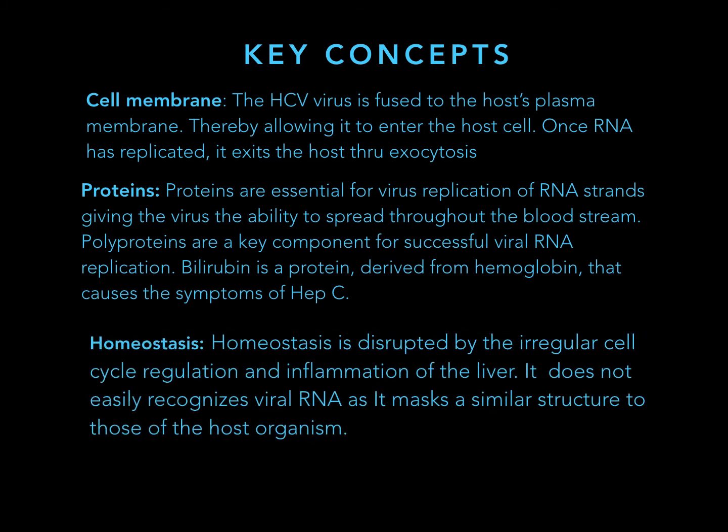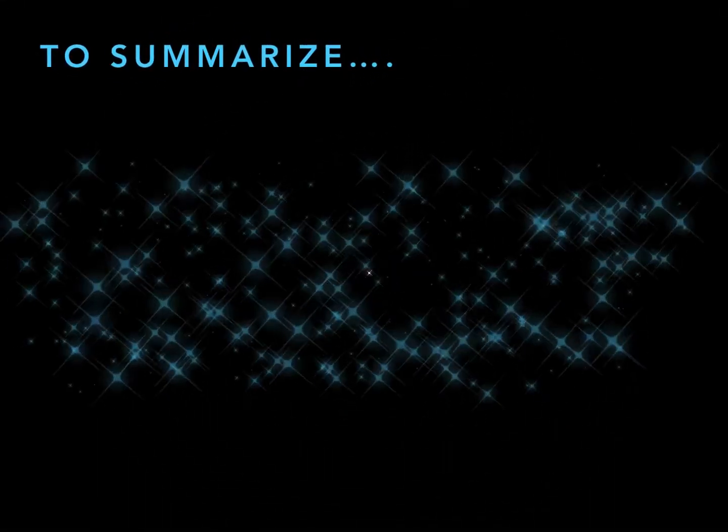Bilirubin is a protein derived from hemoglobin that causes the symptoms of Hep C. Homeostasis is disrupted by the irregular cell cycle regulation and inflammation of the liver. The liver does not easily recognize the viral RNA as it masks a similar structure to those of the host organism.